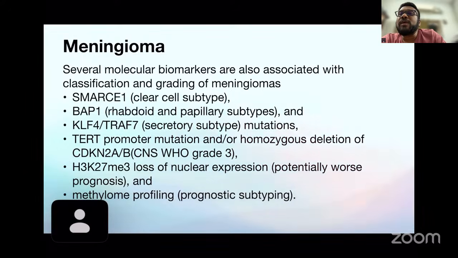Several molecular biomarkers are also associated with the classification and grading of meningiomas. We have SMARCE1, seen in the clear cell subtype. Then we have BAP1, which is seen in the rhabdoid and papillary subtypes. Then we have KLF4/TRAF7 mutations in the secretory subtype. Then we have the TERT promoter mutations, which make it CNS grade 3. Then we have the H3K27me3 loss, which has a very bad prognosis. Similarly, we also do methylome profiling for prognostic subtyping.